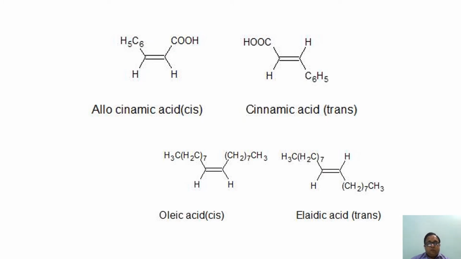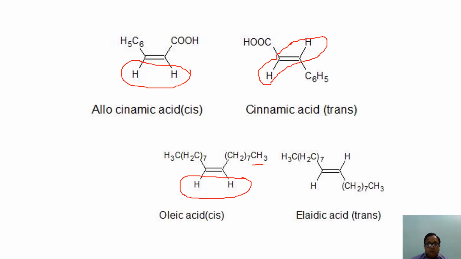Two more examples, allocinnamic acid and transcinnamic acid. See, the hydrogens are here in alternate positions, and here the hydrogens are on the same side. Oleic acid and trans-oleic acid: you can see both the hydrogens are on the same side of the double bond, and the alkyl chain is on the other side of the double bond.